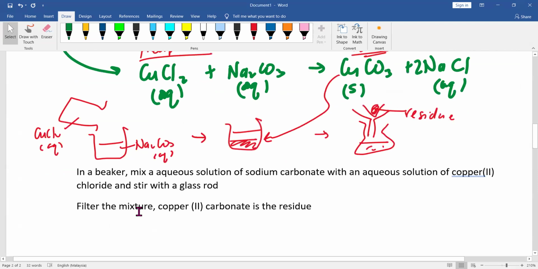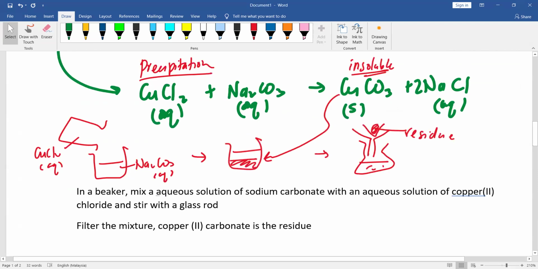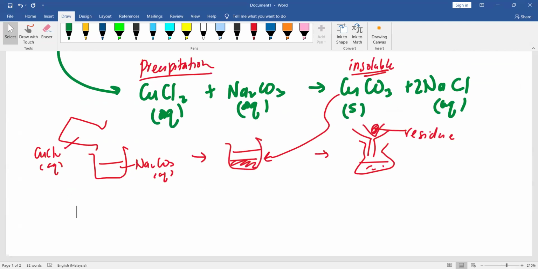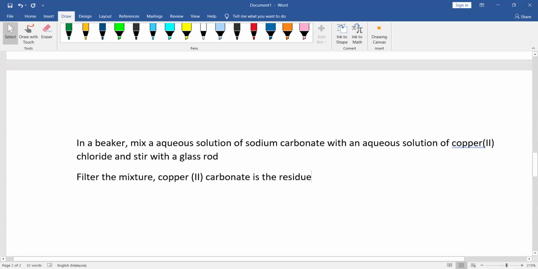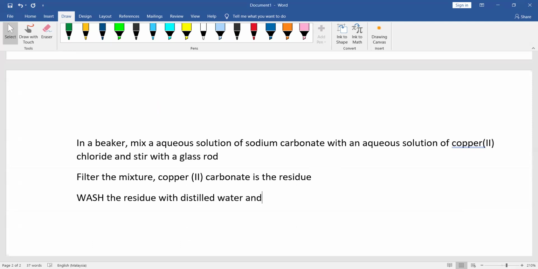Okay? Then wash the residue with distilled water and dry between filter paper. Okay? That's it.